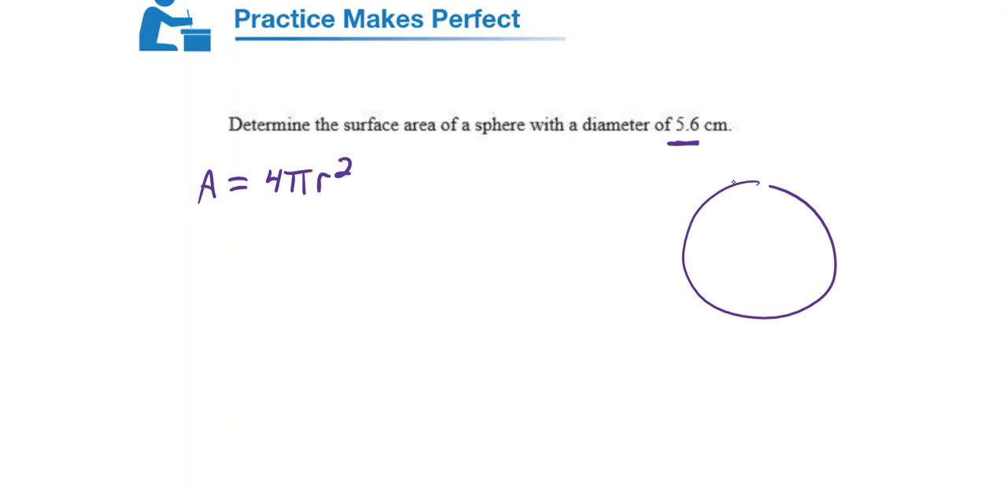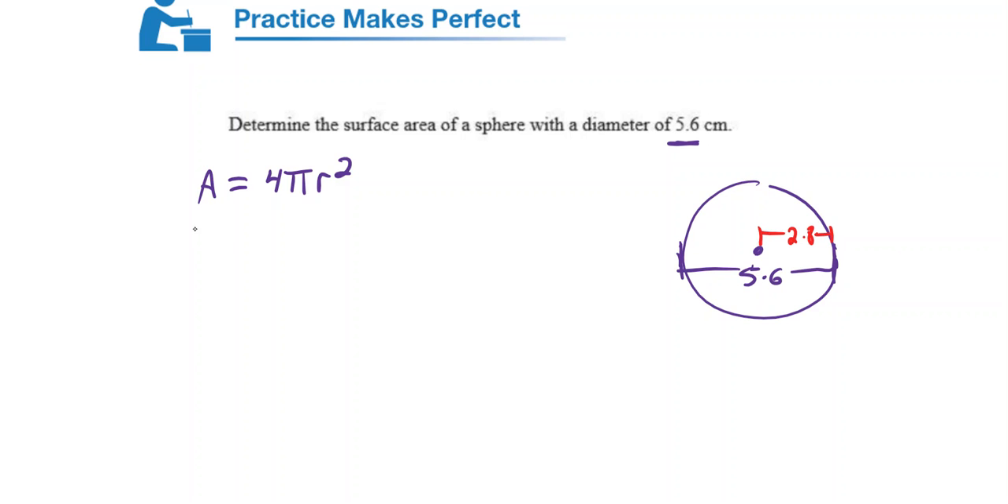When I say diameter, if this was a sphere, then 5.6 would be from here to here. We need to figure out the radius. What's the radius going to be here? 2.8. How did you find 2.8? 5.6 divided by 2. The radius is half of the diameter. So we're pretty good to go. Let's fill this in.